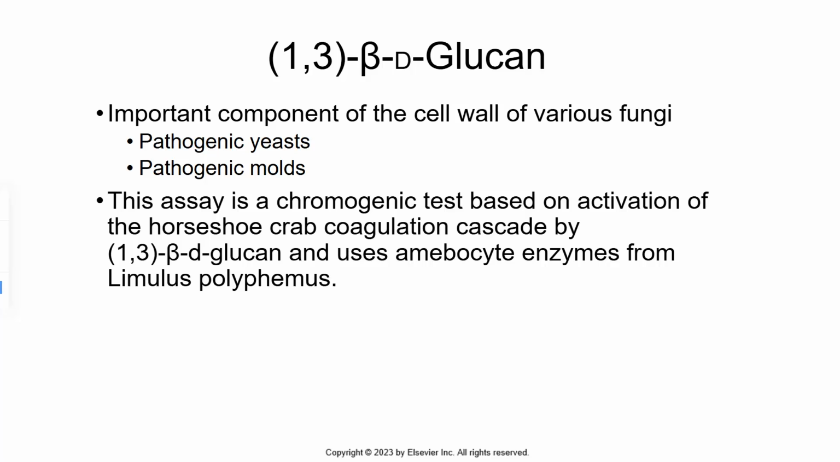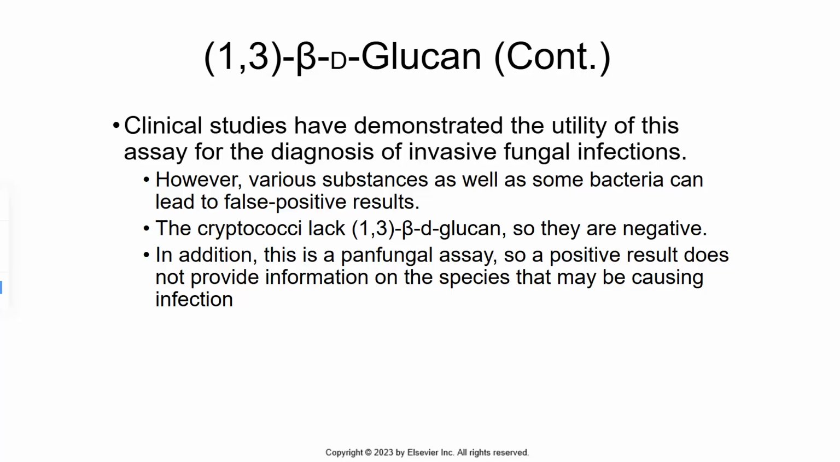Beta-D-glucan is an important component of the cell wall of various fungi, pathogenic yeasts, and pathogenic molds. This assay is a chromogenic test based on the activation of the horseshoe crab coagulation cascade by beta-D-glucan and uses amoebocyte enzymes from Limulus polyphemus. Clinical studies have demonstrated the utility of this assay in the diagnosis of invasive fungal infections. However, various substances as well as some bacteria can lead to false positives. Cryptococci also lack that, so they're always going to be negative. In addition, this is a pan-fungal assay, so a positive result does not provide any information on the species.